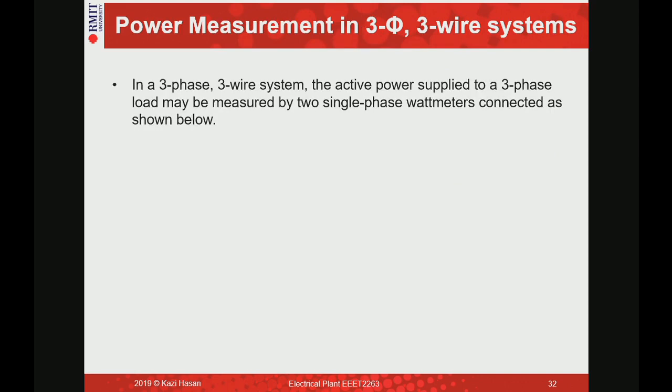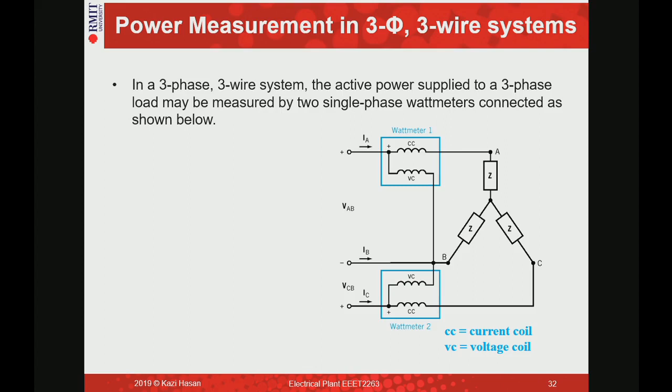Now, how do we do power measurement in a three-phase, three-wire system? In a single phase, it is easy. Because you have 2 wires in a single phase system, you just connect the ammeter port in series and the voltmeter port in parallel. But in a three-phase, three-wire system, because there are at least 3 wires, or 4 wires, how do you connect them? In a three-phase, three-wire system, the active power supplied to the 3 loads is measured by 2 wattmeters, and it is called the 2 wattmeter method.